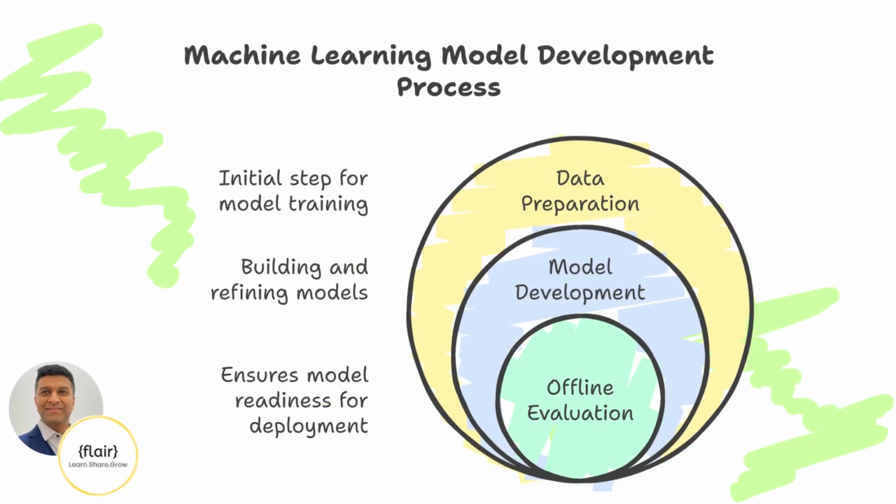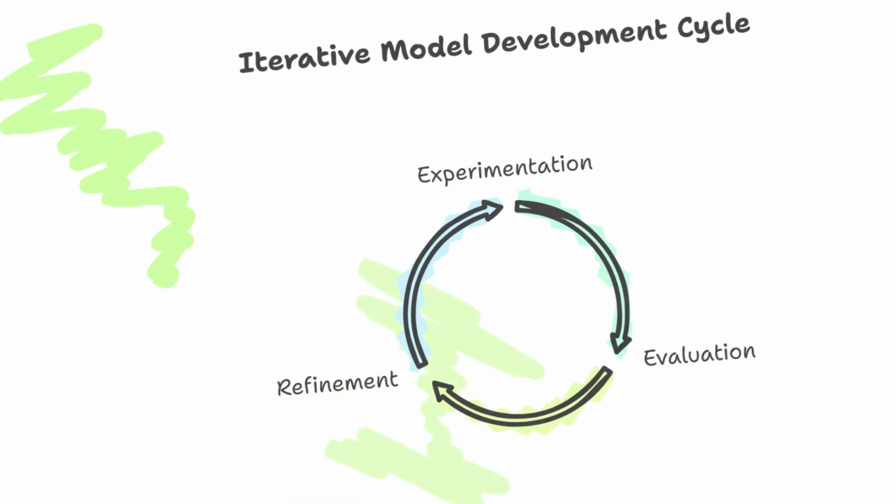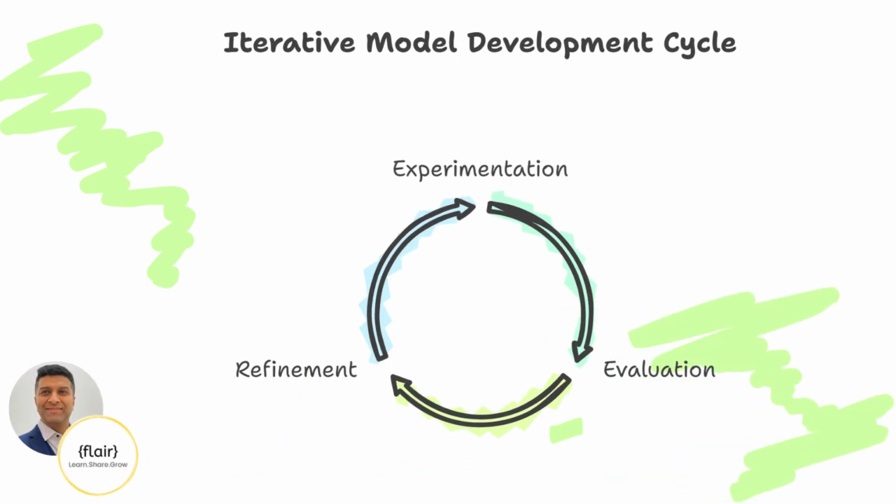First things first, model development is not a one time thing, it's an iterative process. What do I mean by that? Well, it's a continuous loop of experimenting, evaluating, and refining your model. You don't just build a model and call it done. You tweak it, test it, and keep improving it until it gets better and better.